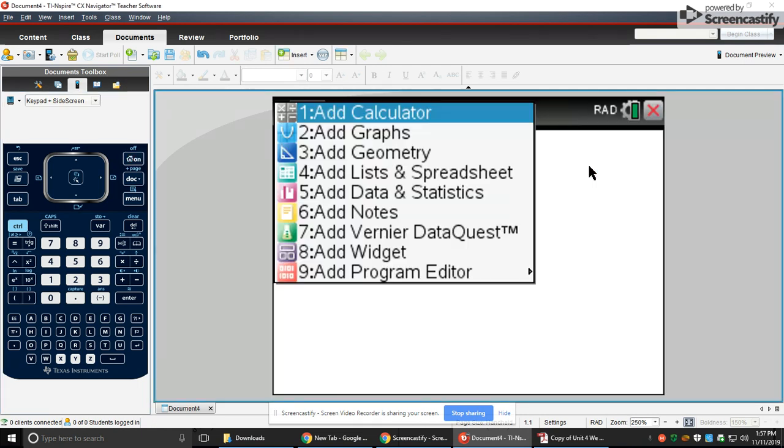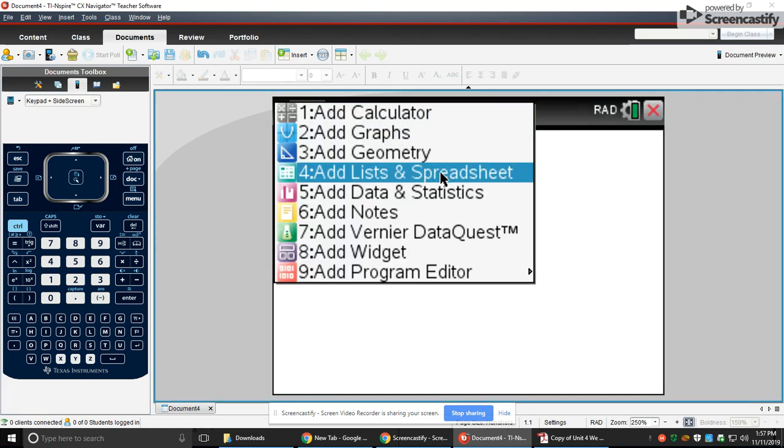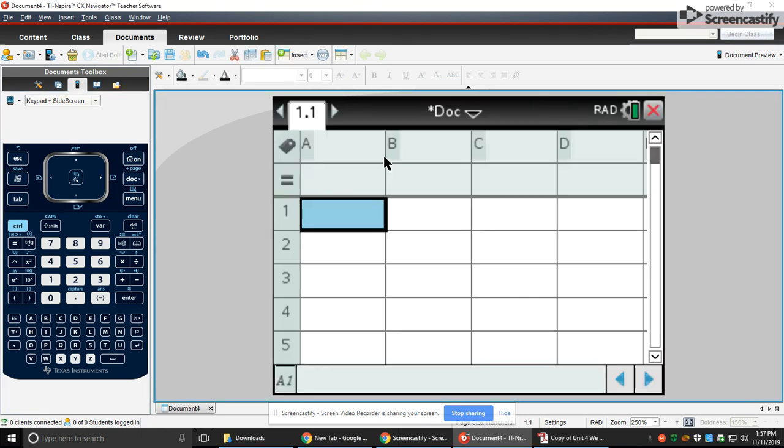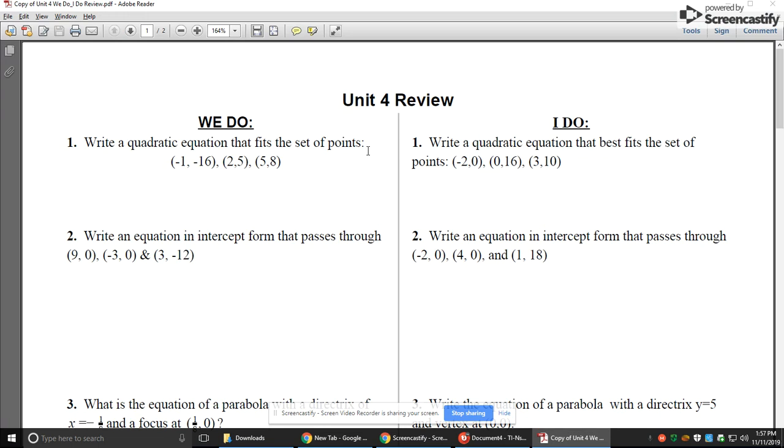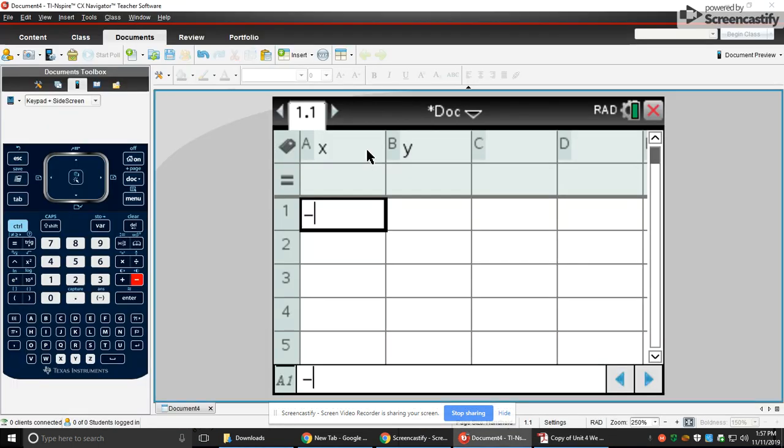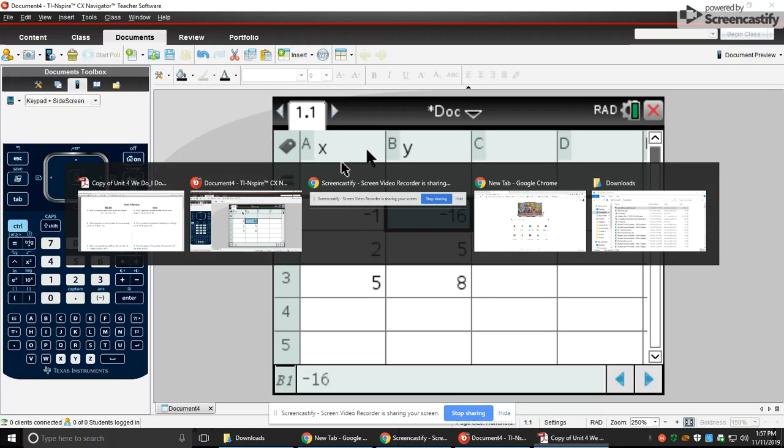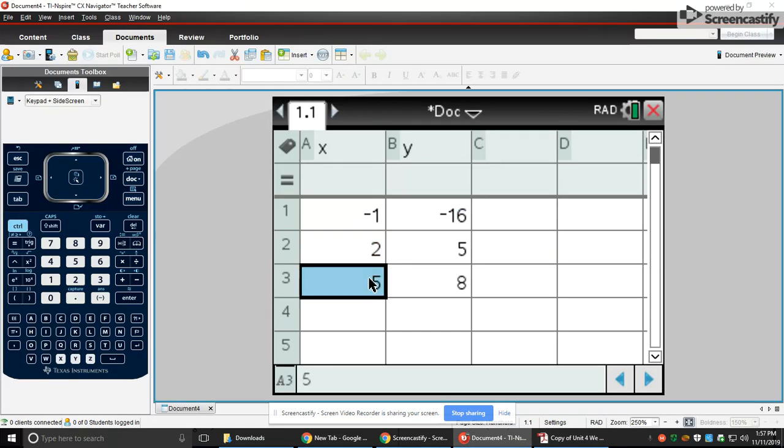From the home screen, we go to a new document. That's a list and spreadsheet, okay? And then always title your columns X and Y, and then plug in your points (-1, -16), (2, 5), (5, 8). Probably the quickest way to do that is just plug in all your X numbers first, and then your Y numbers second.